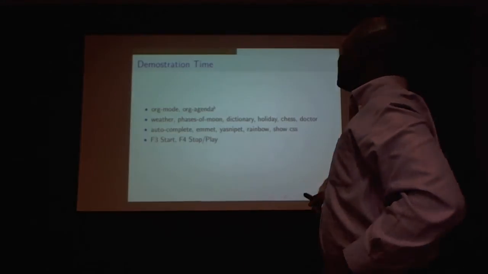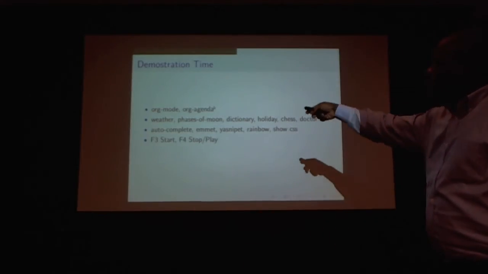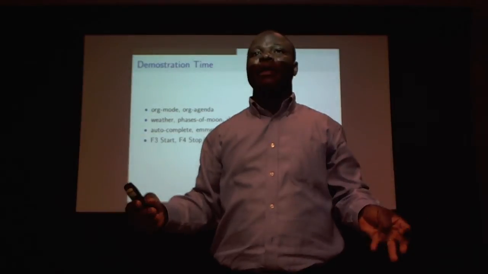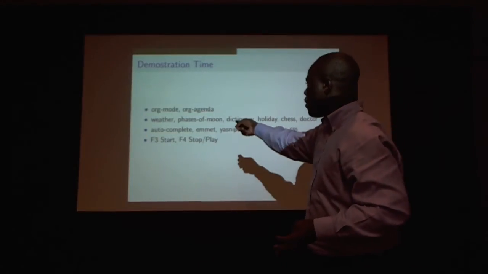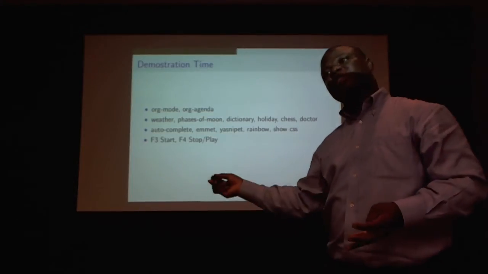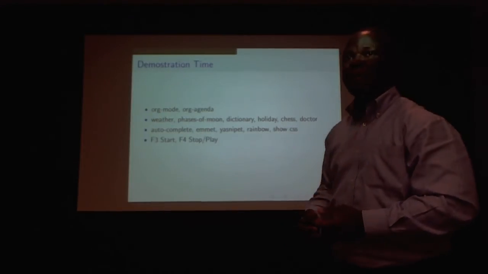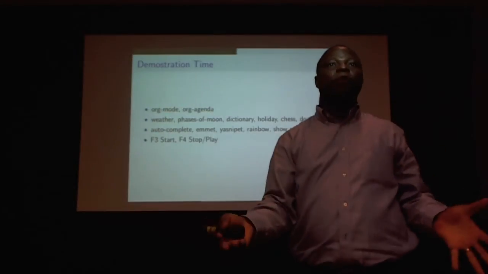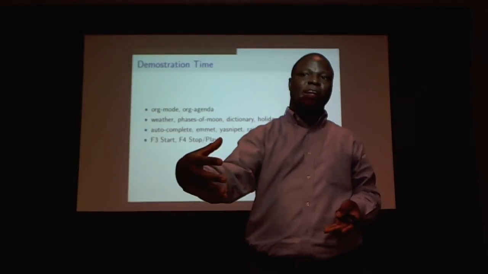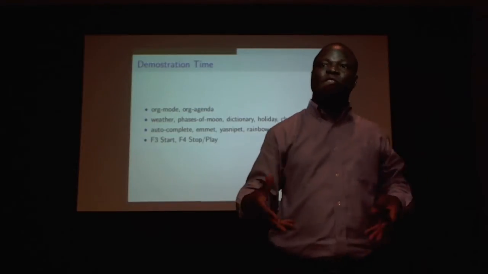Okay, we're down to five. So we talked about org mode, org agenda, weather and phase of the moon. If you're able to get the package running, then you'll be able to access weather, phase of the moon and all others using Alt-X, then whichever package you want to access using the name. Autocomplete, when you're writing code and all that. So you have to install the package before you can use it.